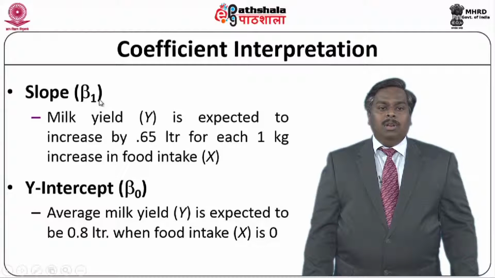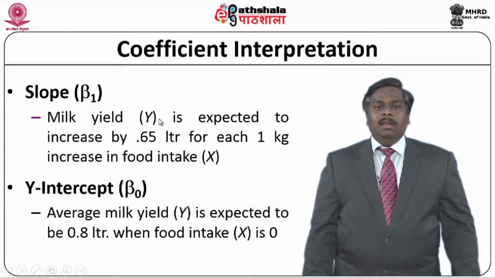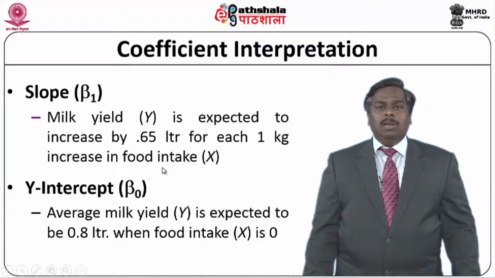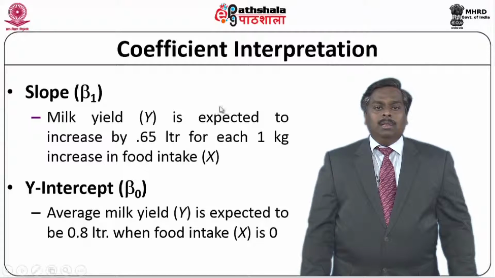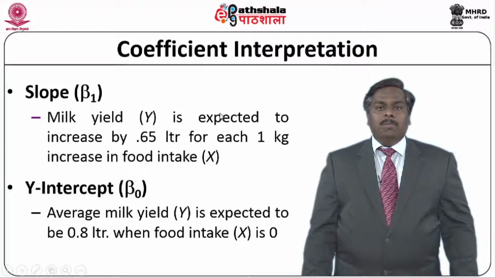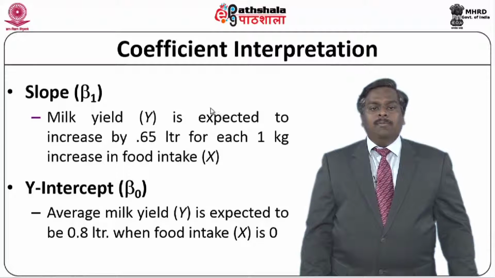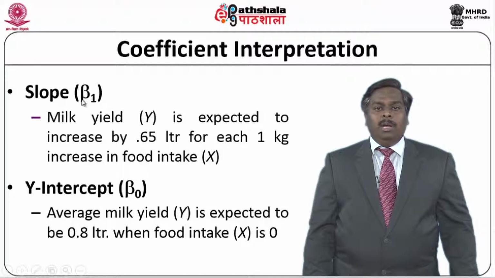Here in our example, beta 1 was equal to 0.65. So it indicates the milk yield, that is the y parameter, is expected to increase by 0.65 liters for each 1 kg increase in the food intake, which is the x variable. So for every 1 kg increase in the food intake, the milk yield will increase by 0.65 liters. This is what we can infer using the slope parameter beta 1.